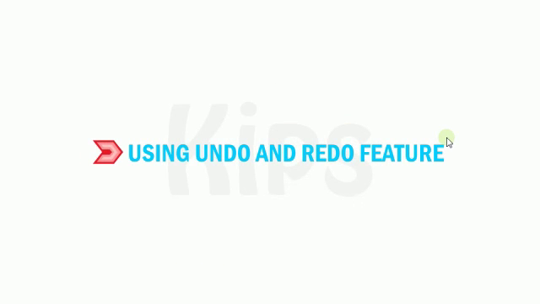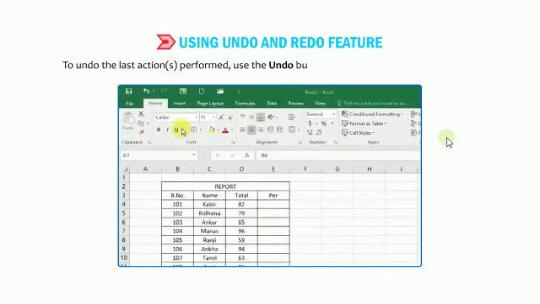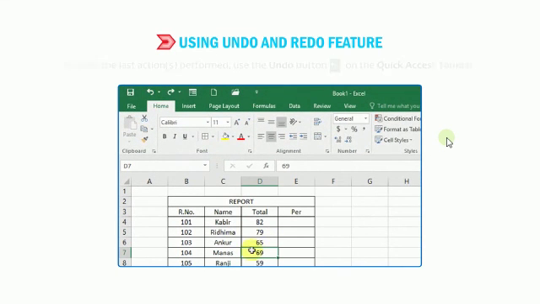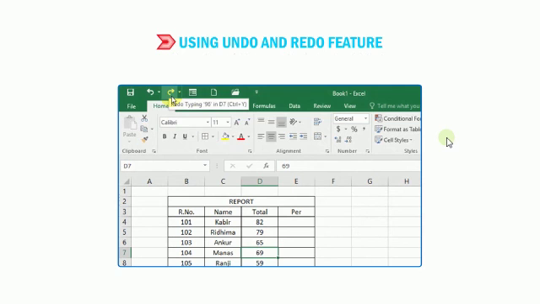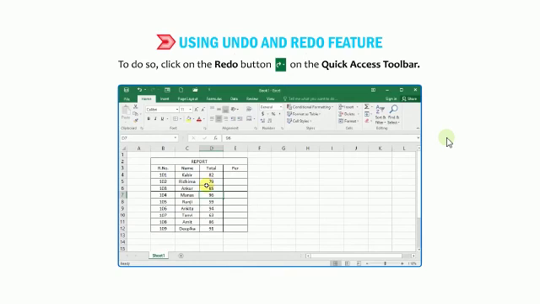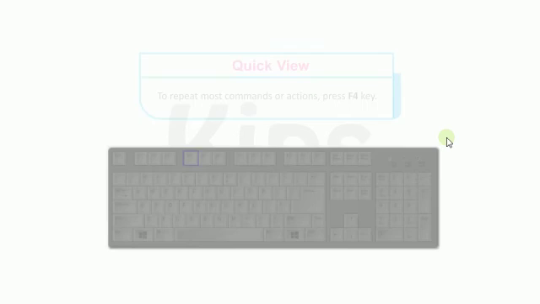Now let me tell you how to use the Undo and Redo feature. After making modifications in a cell, you may wish to cancel the changes and retrieve the previous data. To undo the last actions performed, use the Undo button on the Quick Access toolbar. The Redo command is used to quickly repeat the last actions that you have undone using Undo command. To do so, click on the Redo button on the Quick Access toolbar. Students, let us have a quick view. To repeat most commands or actions, press F4 key.